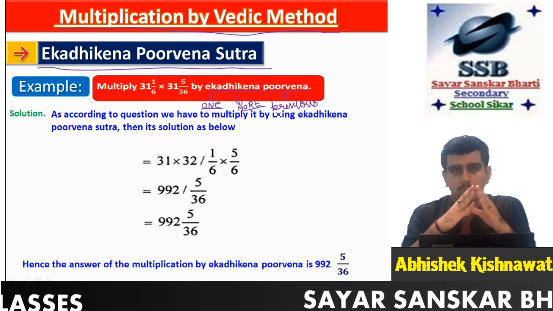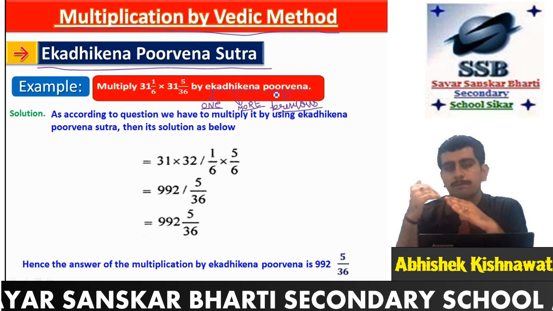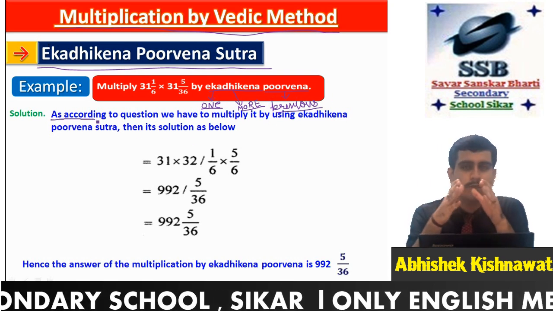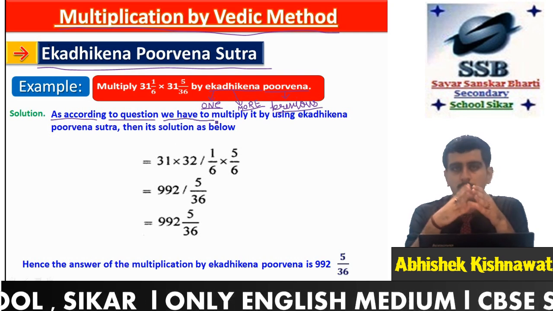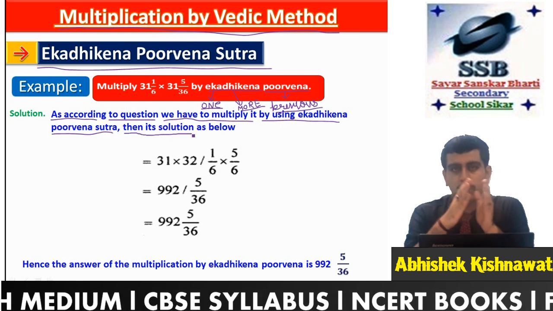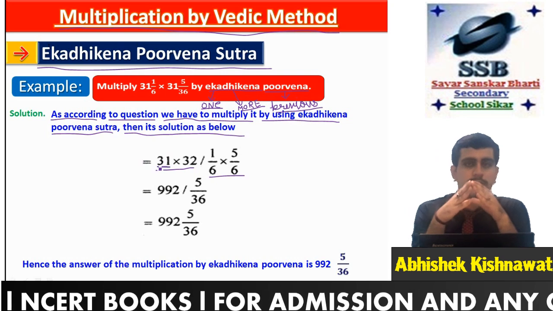The Ekadhikena: Eka stands for one and Adhikena stands for more. And the next word is Purvena. Purvena means previous. So how does this all make sense? It all makes sense when we pronounce it together: one more than the previous. Now what does it mean? We are understanding it with the help of this example.